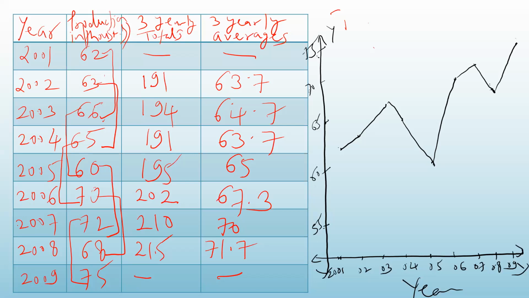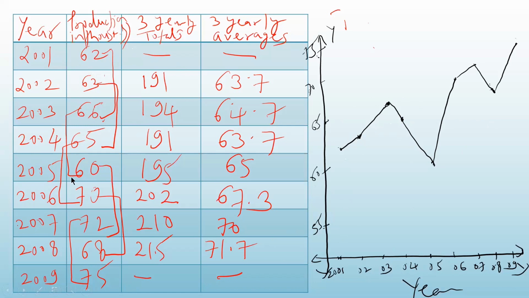So we will join all these points. Okay. So you can see from the graph that from 2001 to 2004, there was an increase in the production. Look, from 2001 to 2003, 62, 63, 66, there was an increase. Then 2004, 65. See, look here. 2004, 65. It has come down. Okay. 2004 it has come down.